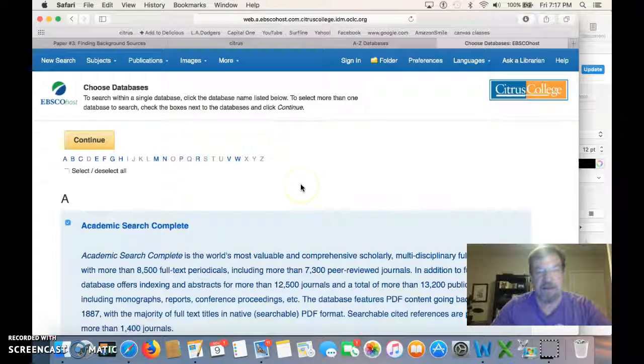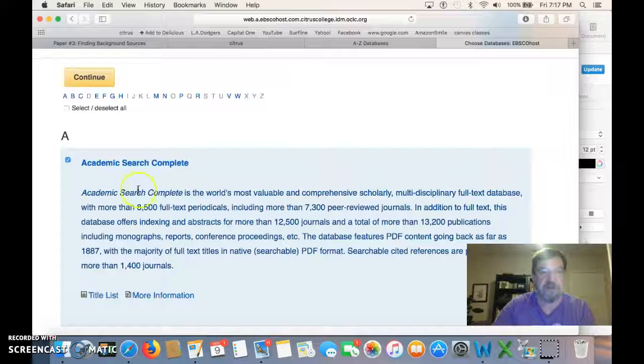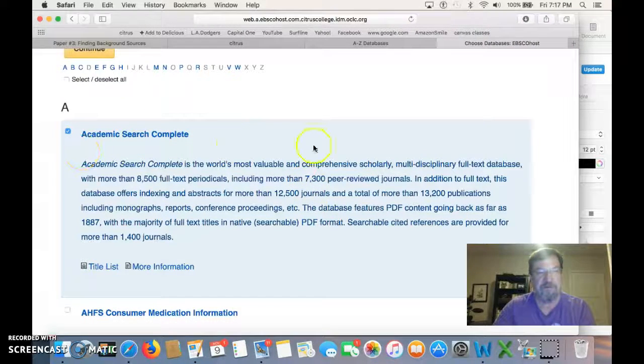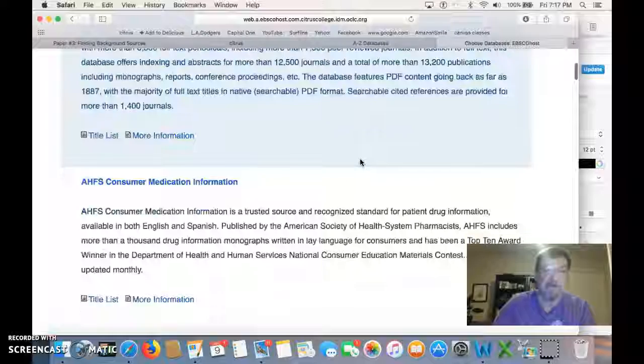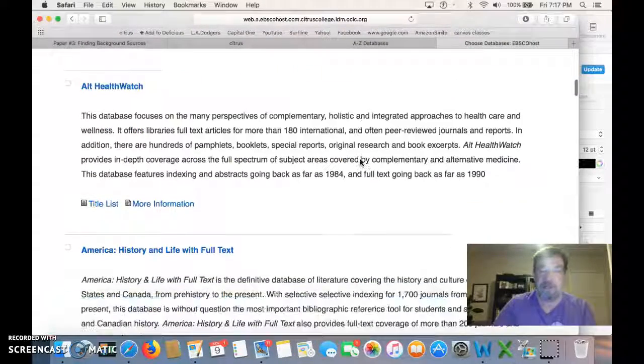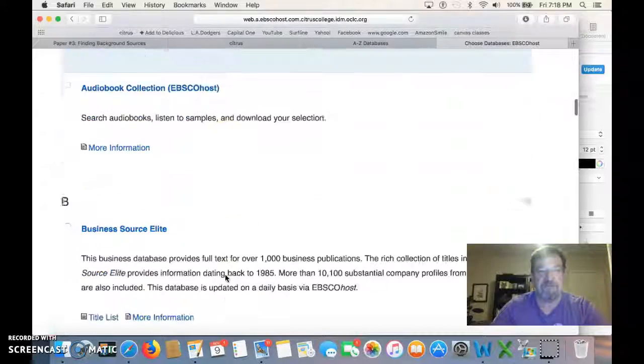Now, what you will get when you go into EBSCO is a list of all the databases that you could search. Some of them, like this one, have already been clicked for you. So I know that whatever I put in, they will look through all this, whatever information is in Academic Search Complete. What I want to do is scroll through here real quickly and just see what are the other databases that might help. Let's say I'm going to look up the Vietnam War because I have the story "The Things They Carried." Then I might go ahead and look in America: History and Life with Full Text.